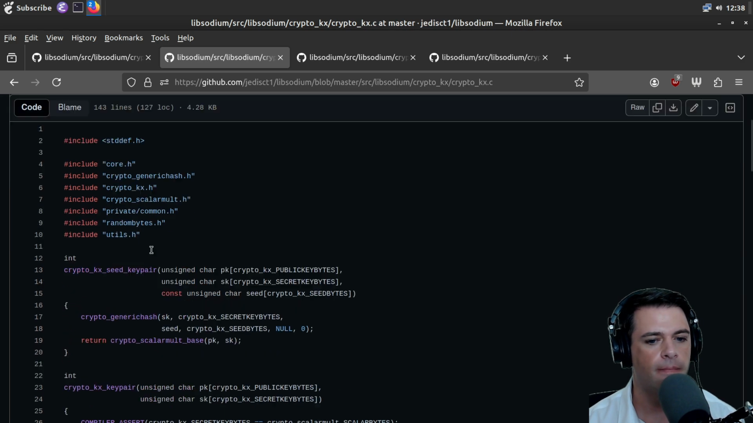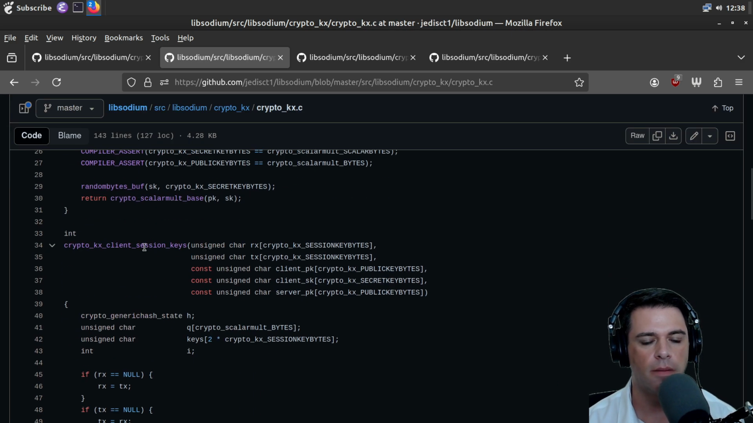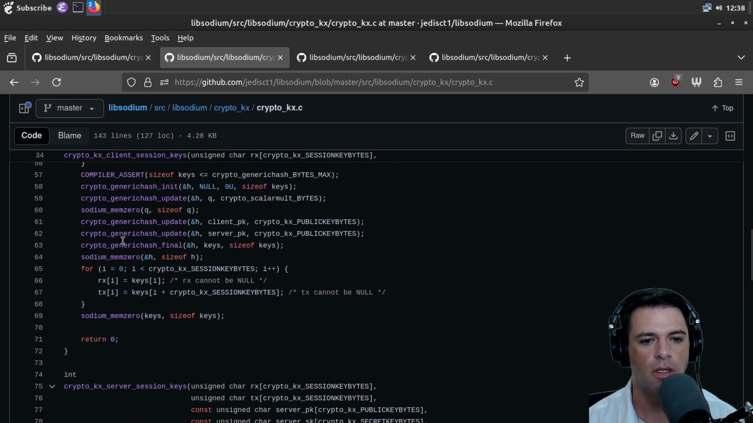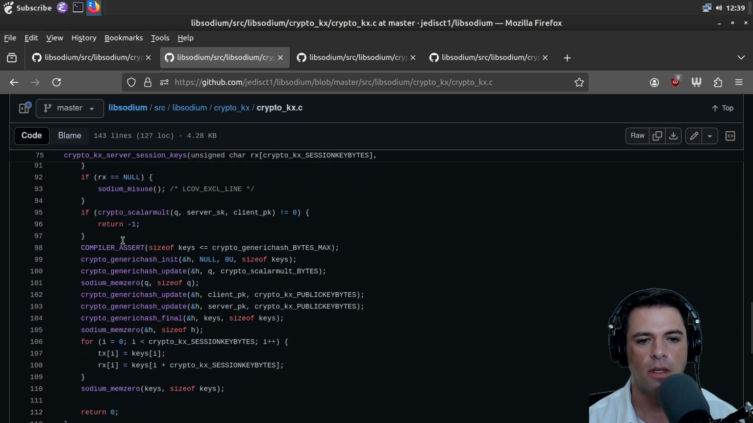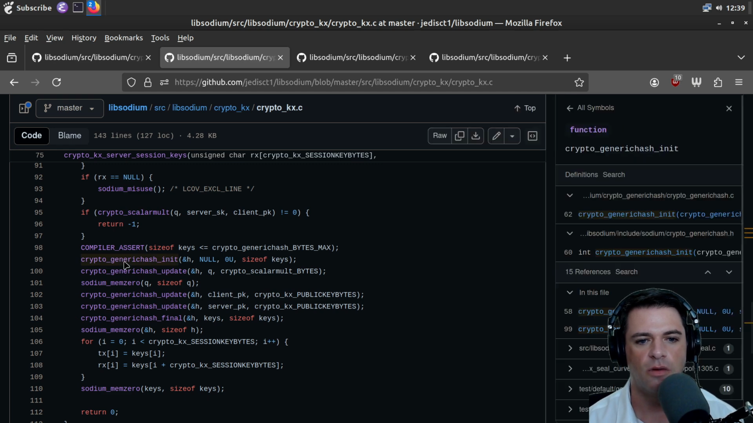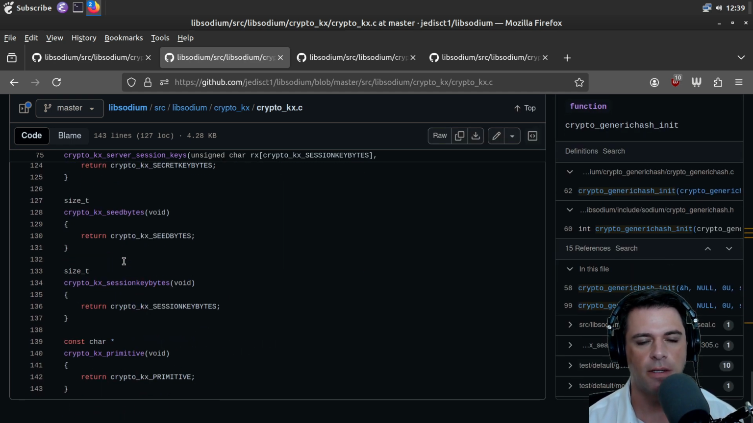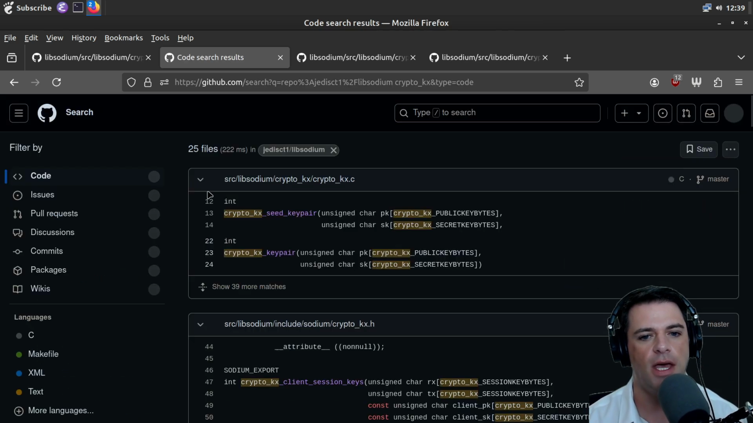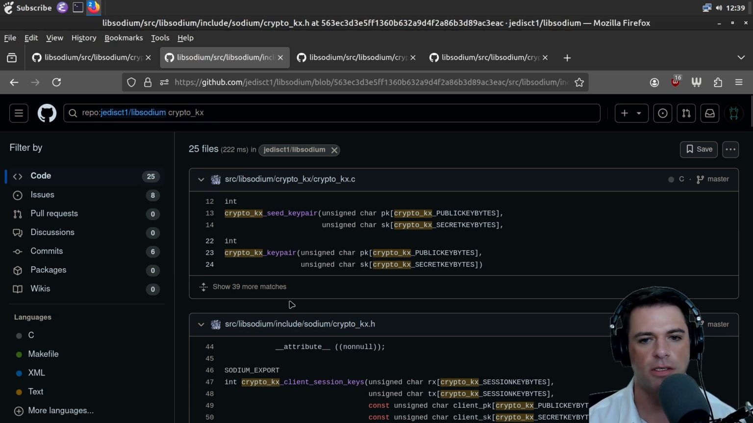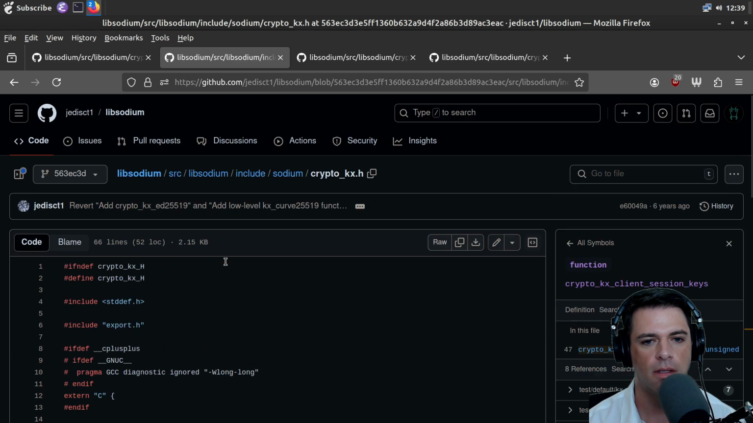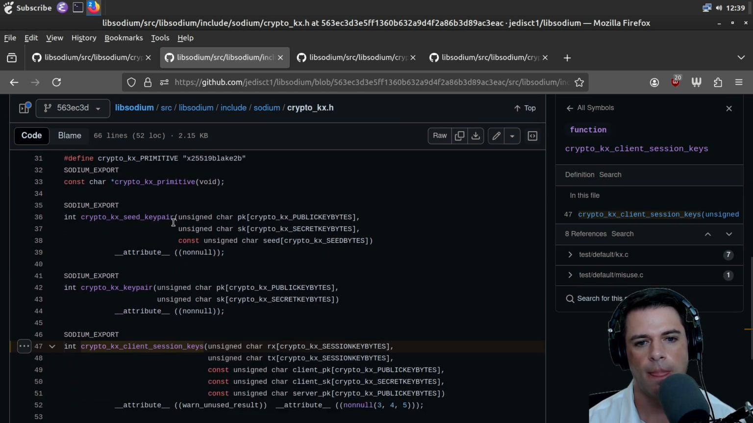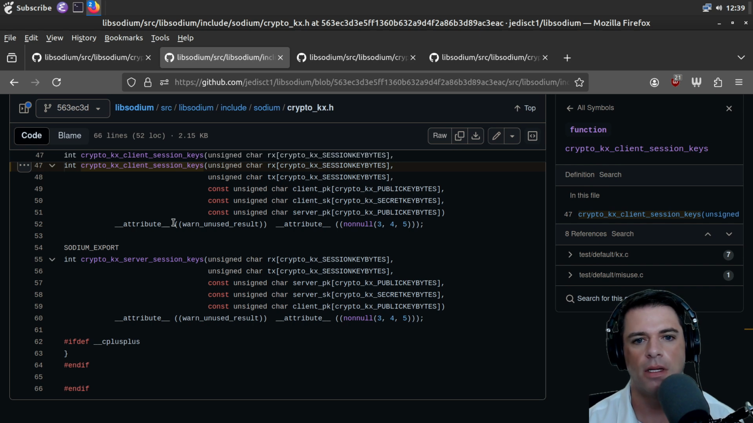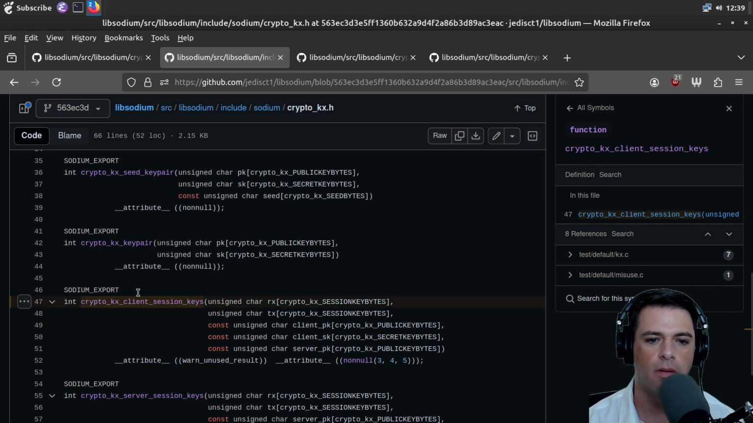CryptoKX, this should be extension. This generic hash init stuff, secret key bytes. I'm not sure. Do we get a header? CryptoKX.h. I'm not sure exactly what's going on, but I'm going to guess that, okay, well, maybe we've got some stuff for CryptoKX client session keys.